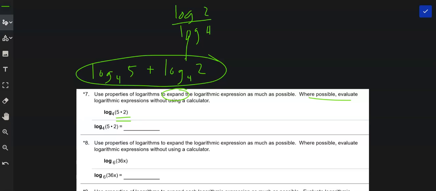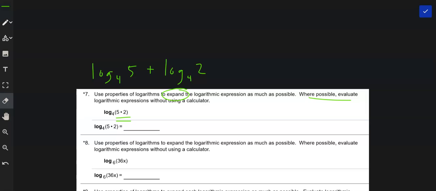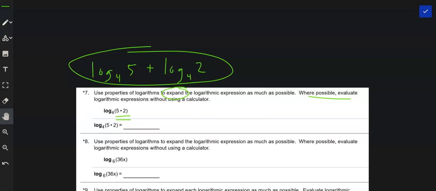Yeah, I don't want that. I don't want a decimal. Plus, the point of the question is, you know, can we expand it? That's really the point of the question, not giving me decimals. So that's what I want right there. End of story. Move on to the next question.